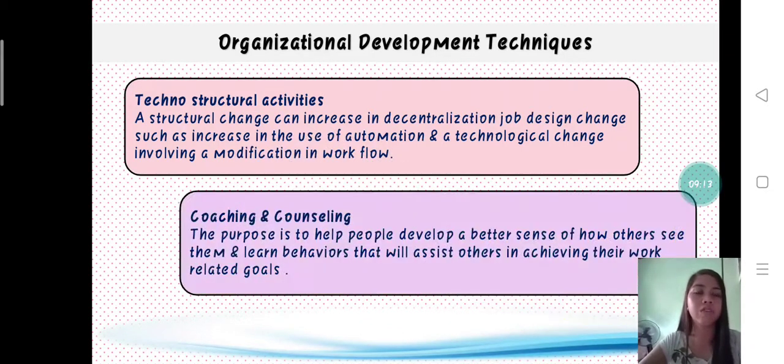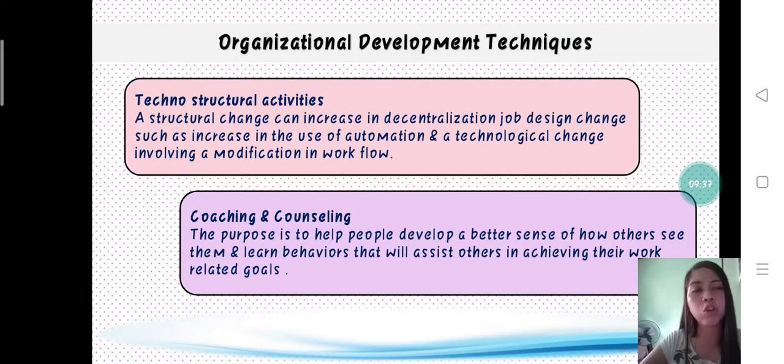Next, one also of the organizational development techniques is coaching and counseling. The purpose is to help people develop a better sense of how others see them and learn behaviors that will assist others in achieving their work and related goals. So coaching and counseling provides non-evaluative feedback to individuals.